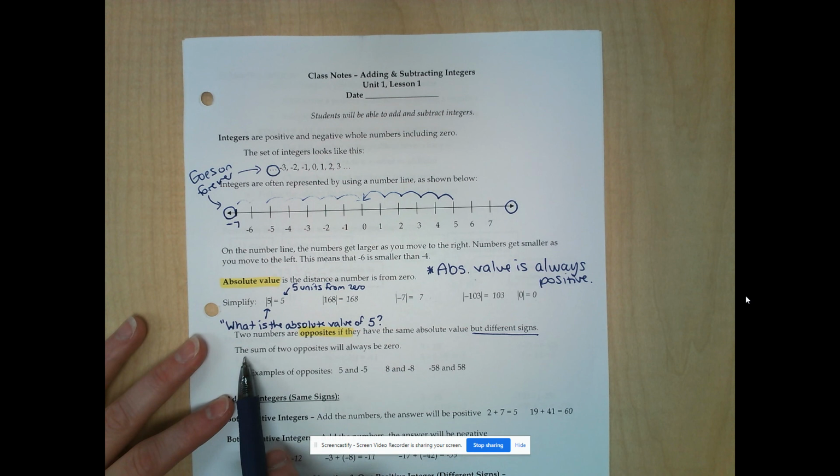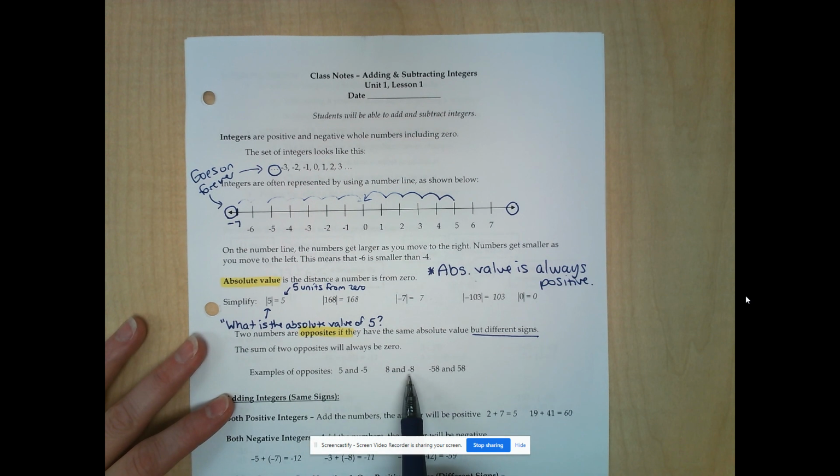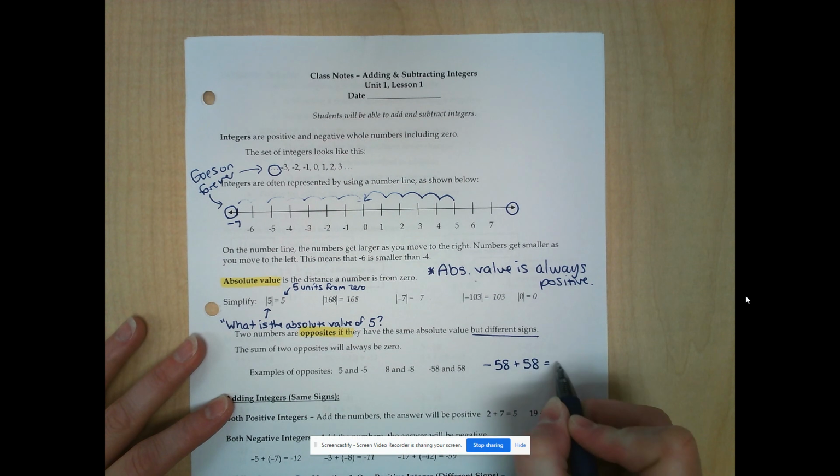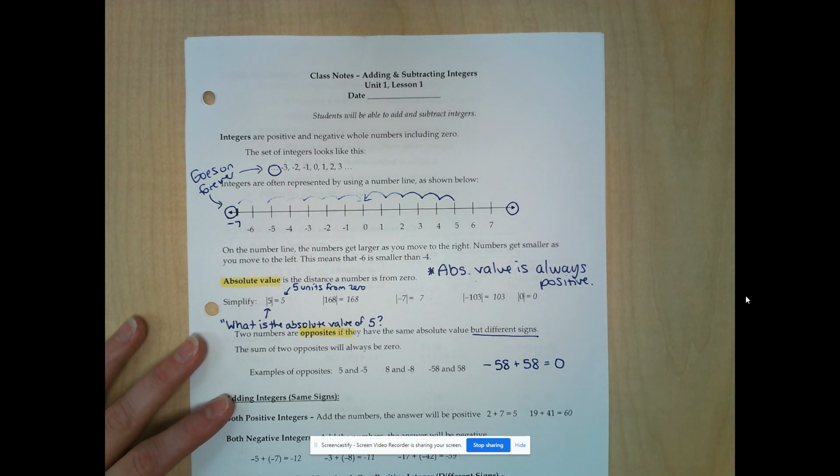Also, you'll notice it says the sum of 2 opposites will always be 0. So 8 and -8, they're both 8 away from 0, and they add up to 0. -58 and 58. So you could also check and say -58 plus 58 equals 0. They have a sum of 0. They're the same distance away from 0, but one is negative and one is positive.